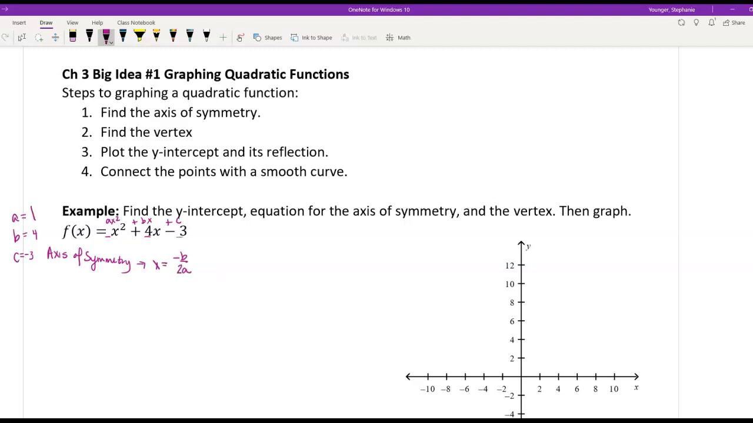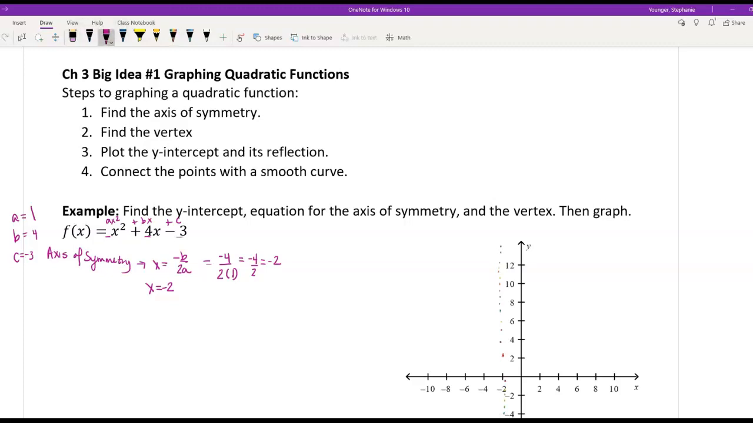So what is negative b? Well, negative b is negative 4 over 2 times a, which is 1. So I have negative 4 over 2, which is negative 2. So now I know my axis of symmetry is x equals negative 2. So I'm going to have that invisible dashed line, just for a point of reference at negative 2.